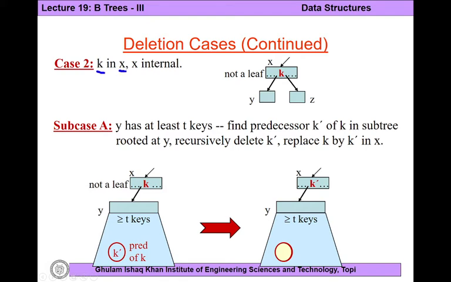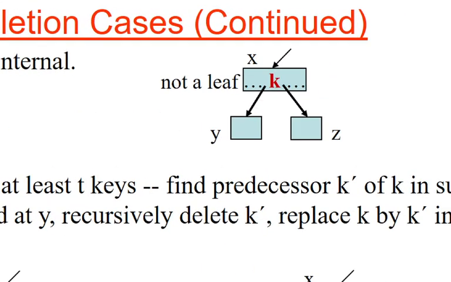It's not a leaf node, it's not the root, it's an internal node. So if you see here, this k is stored here, and we want to delete this k. Since it's an internal node, it will have one node towards its right and one node towards its left.